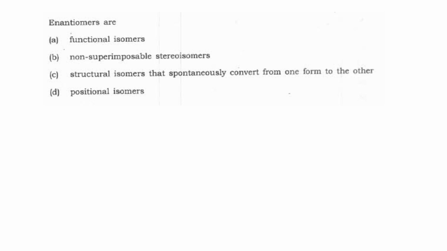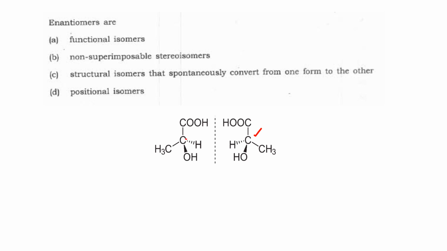Okay. But these molecules are non-superimposable. So here we can see that this carbon is a chiral center. Both structures are mirror images, but they are not superimposable on each other. Okay, so these types of molecules are called enantiomers. They cannot be placed on each other because they are not superimposable, but they are mirror images and chiral molecules. So the correct answer for this would be B, non-superimposable stereomers.